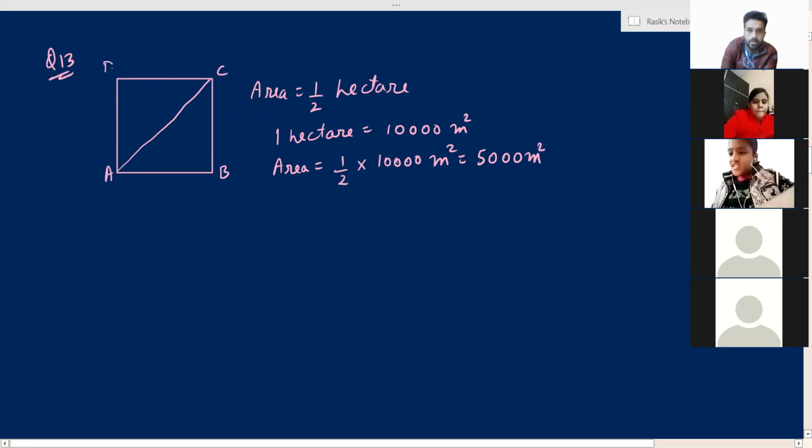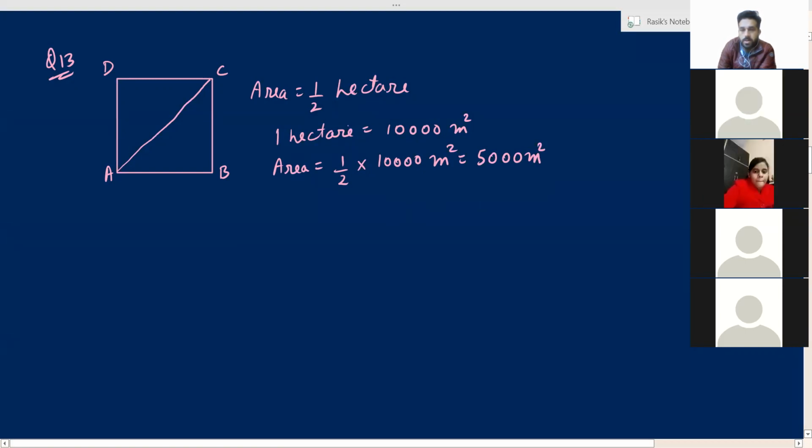What is hectare? Hectare is a unit of area. It is generally used for large area lands. This unit is for when you have to count large areas, so we use the unit hectare. So 1 hectare is equal to 10,000 meters square. So half hectare is equal to 1/2 multiplied by 10,000. You will get it in meters square. So this becomes 5,000 meters square.